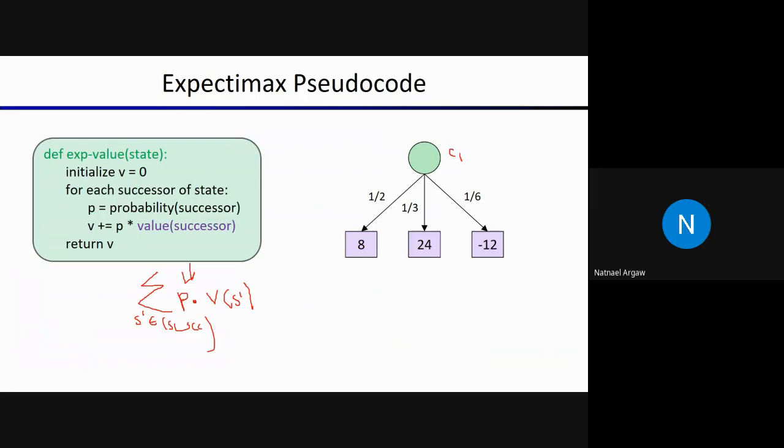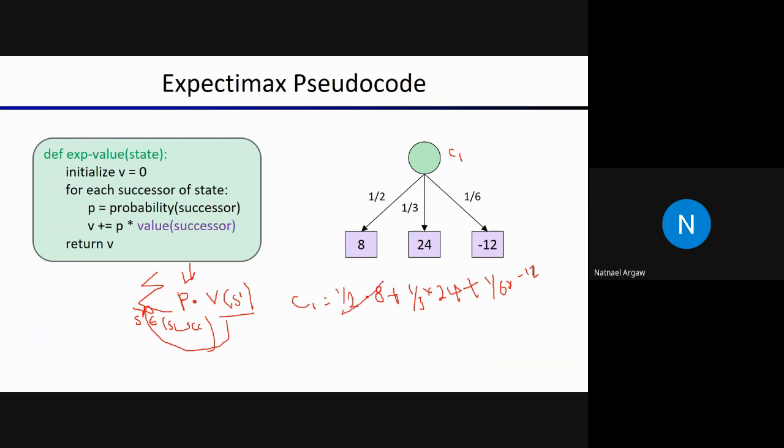So here we have the expected utility of chance node 1 is the probability of the first successor, because here we have an iterator, the probability of the first successor, which is 1 over 2, times the value of state of the first successor, which is 8. Plus, because after this we have the iterator in the outer loop, plus the probability of the second successor times the value of state of the second successor, which is 24, plus the probability of the third successor times the value of state of the third successor, which is negative 12.